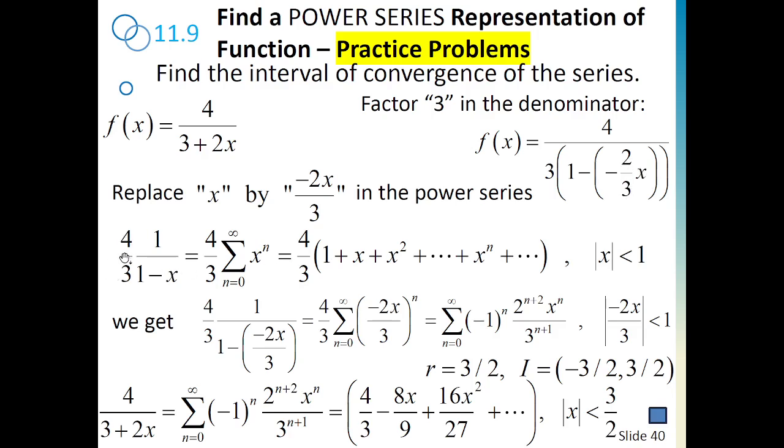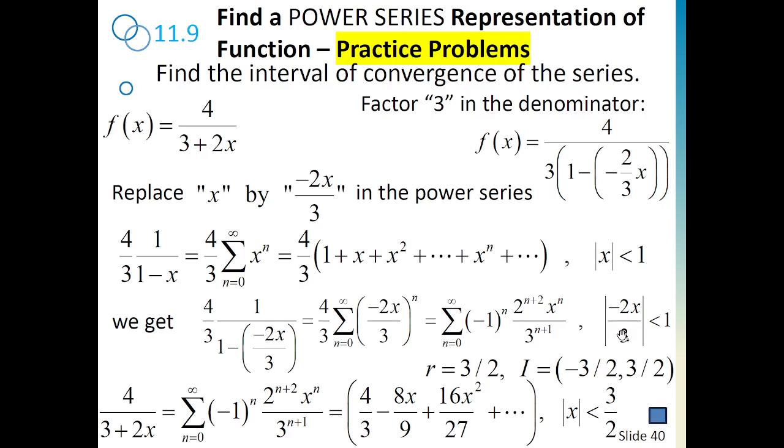So 4 over 3 is multiplying everything, it's fine, so I multiply it in front, it's not an issue. Doesn't change anything, just need to keep it there. So in my geometric series, I need to replace x by negative 2x over 3. In the general term, I need to replace x by negative 2x over 3. And in the expression of the interval of convergence, I need to replace x by negative 2x over 3.